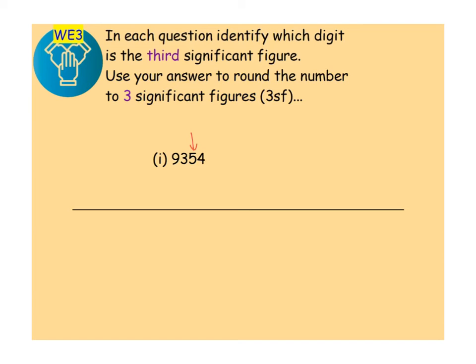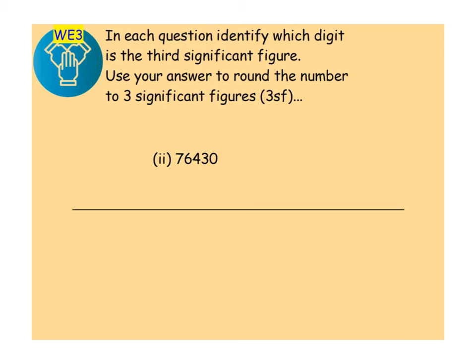Here's the third significant figure. So I've got numbers that increase in the third column, which is the tens column. Halfway between those is 9,355. This is slightly lower than that, so it's nearer to this number, so 9,350 to three significant figures. Pause the video and have a go.